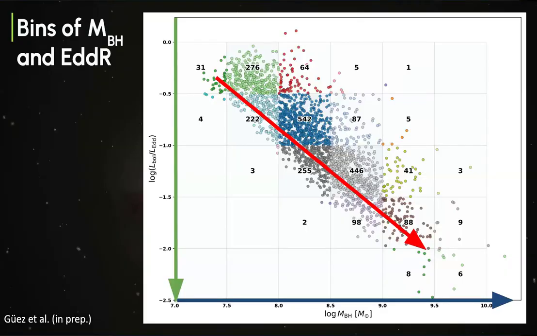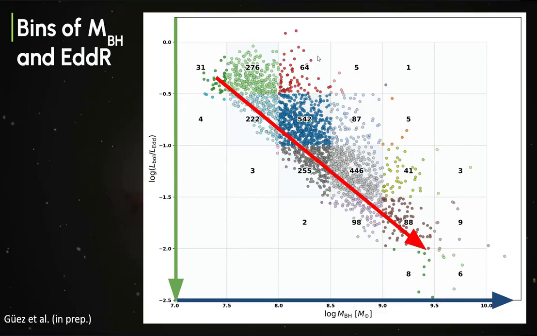Then that was Panda's idea. We separate our sample into bins of mass, which is on the x-axis here, and Eddington ratio, which is on the y-axis here. As you can see, the Eddington ratio decreases in this direction, top to bottom, and the black hole mass increases in this direction, left to right. So here are the bins for each object.